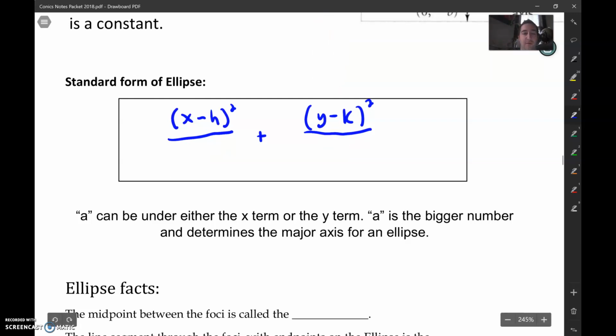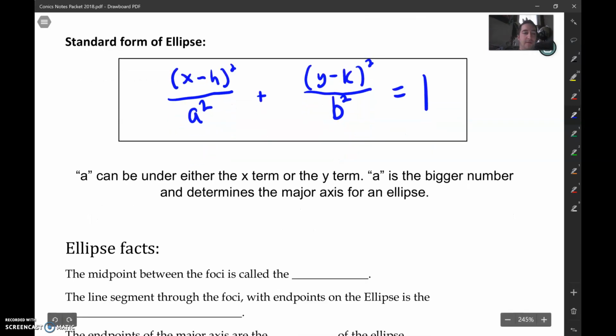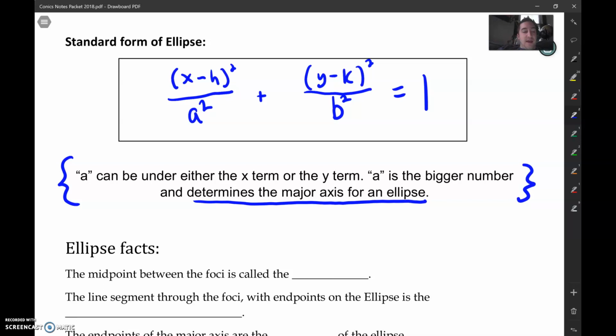But for the sake of this formula, we will leave a underneath there, b underneath there, and it's always equal to 1. Ellipses are always equal to 1. All right, notice I got ahead of myself. A can be under either term. A is the bigger number, and a determines the major axis of the ellipse. So a determines your major axis.